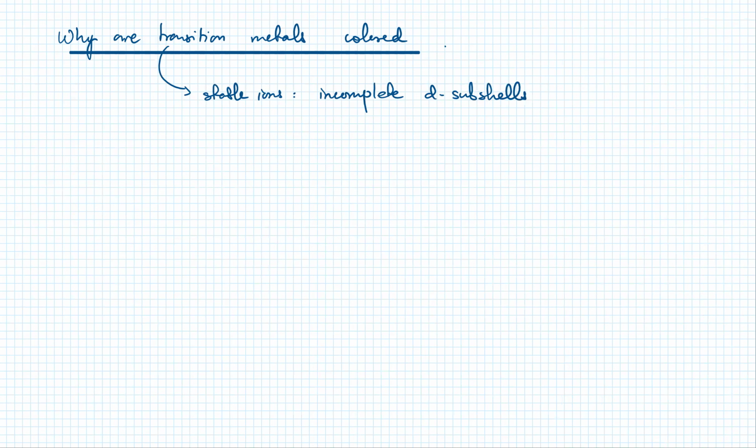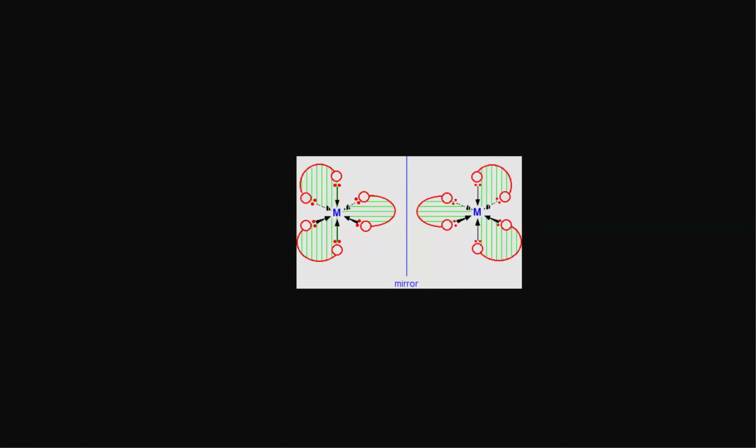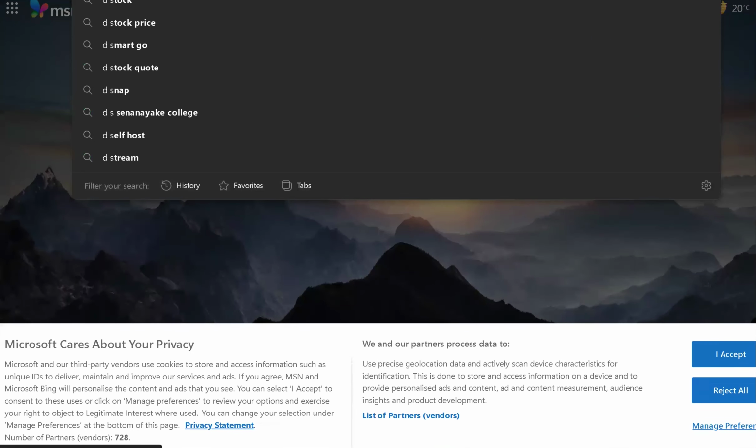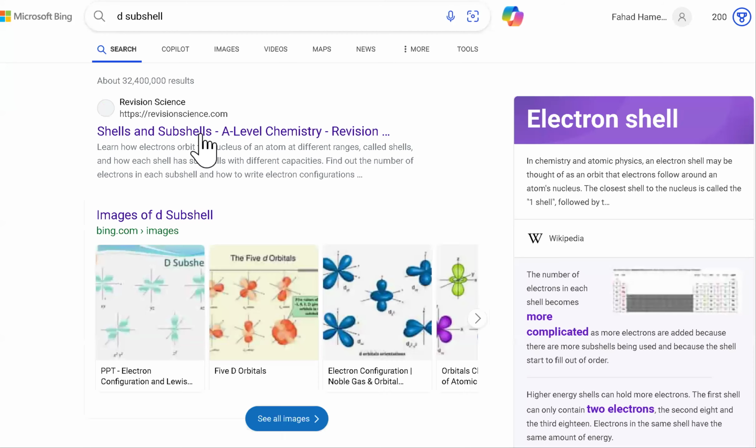Now that's got something to do with colors. The d subshells are really important. So first thing, we need to study the d subshells. The drawing of the d subshells is also important. So the d subshell looks like this. A typical d subshell has four lobes.